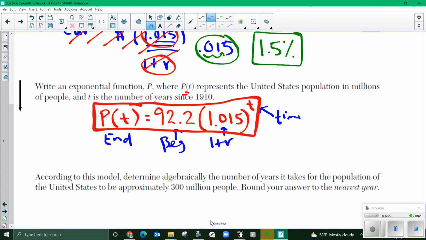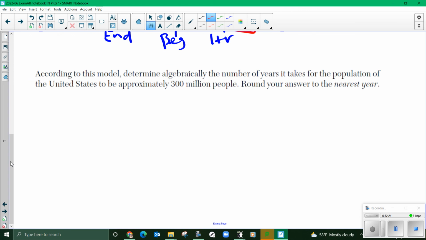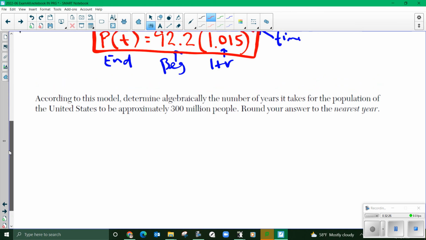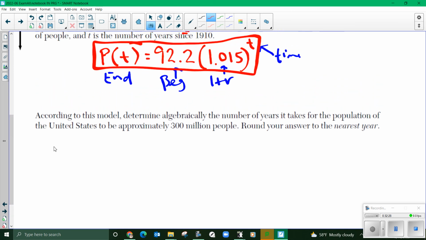The final piece de la résistance. Okay, I'm going to scroll up a little bit because I've got a feeling we're going to need this equation. According to this model, when they say this model, they're talking about what you just came up with. According to this model, determine algebraically the number of years it takes. That's time, folks. We're going to find our t.